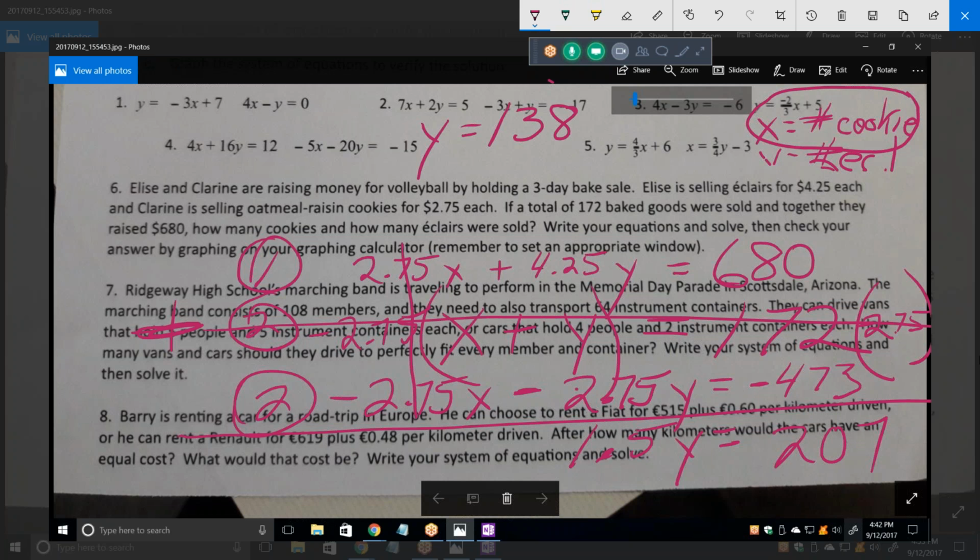Y was the number of eclairs. So I sold 138 eclairs. How many cookies did I sell? 172 minus 138. So 34. Okay. Now let's check, make sure that that works. What is 2.75 times 34?